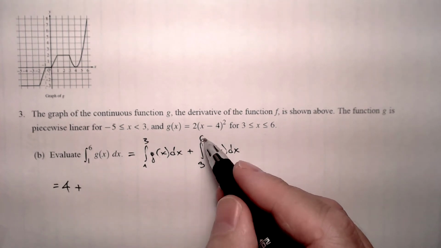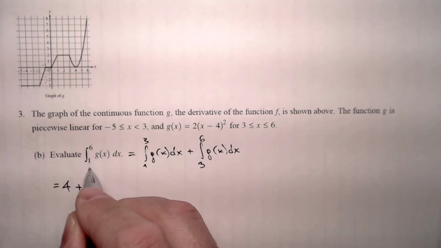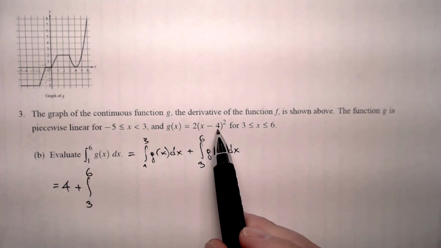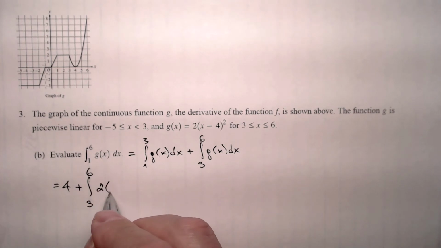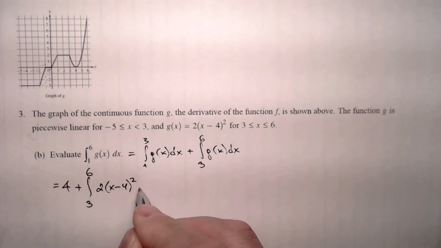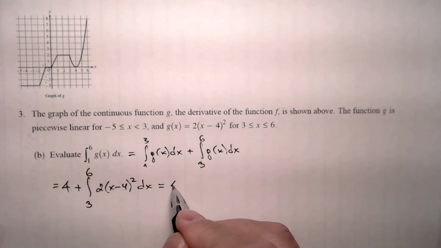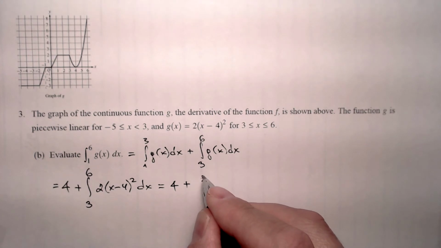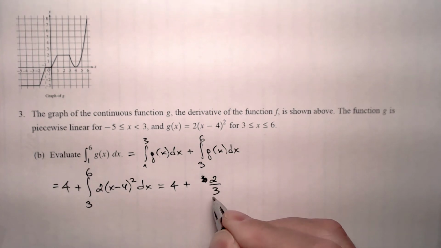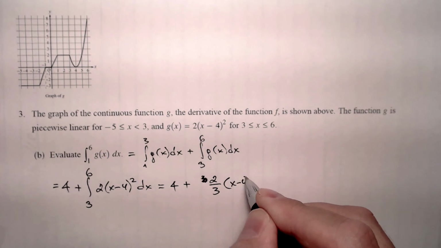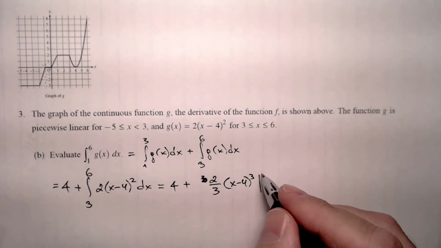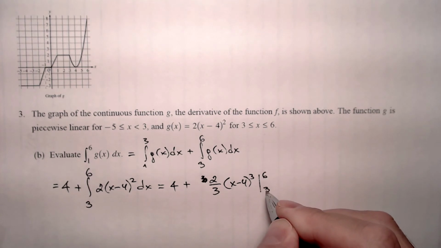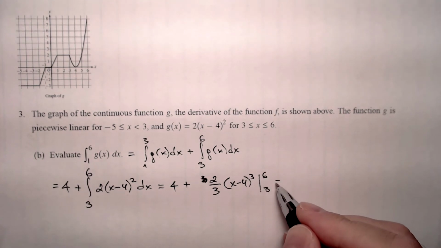plus the integral from 3 to 6, and let's plug in the formula for g of x, which is 2 times (x minus 4) squared dx, which is equal to 4 plus, integrating this is just u substitution, x minus 4 equals u, and so this is equal to 2/3 (x minus 4) to the third power, evaluated at the points 6 and 3.